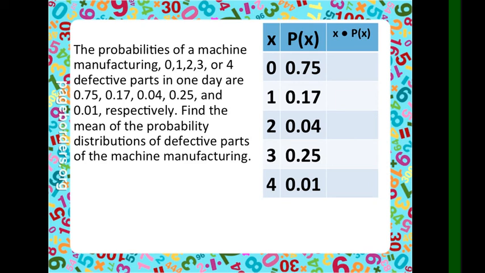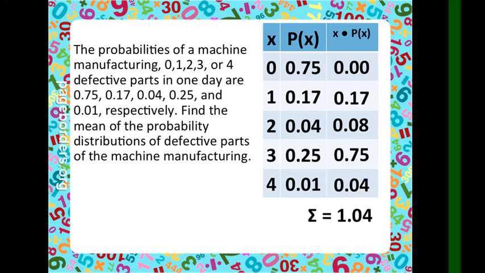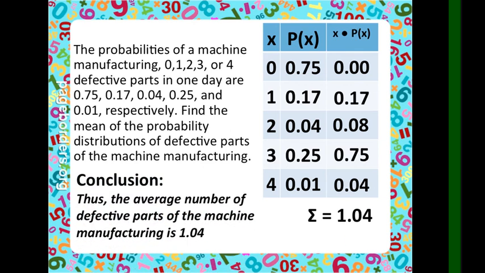So we have 0 times 0.75, that's 0.00, 1 times 0.17, 2 times 0.04, 3 times 0.25, and 4 times 0.01. And then just add all of them, so that's 1.04. So thus, the average number of defective parts of the machine manufacturing is 1.04.